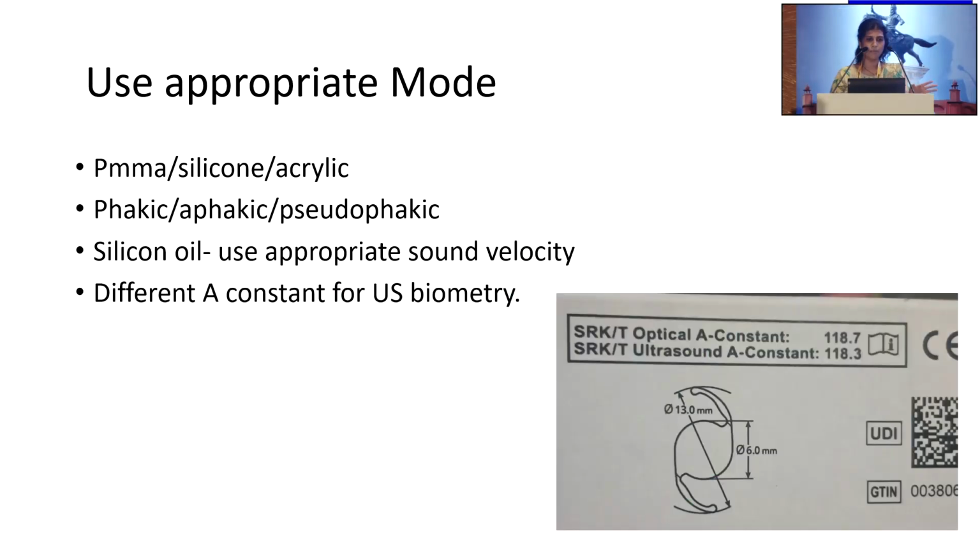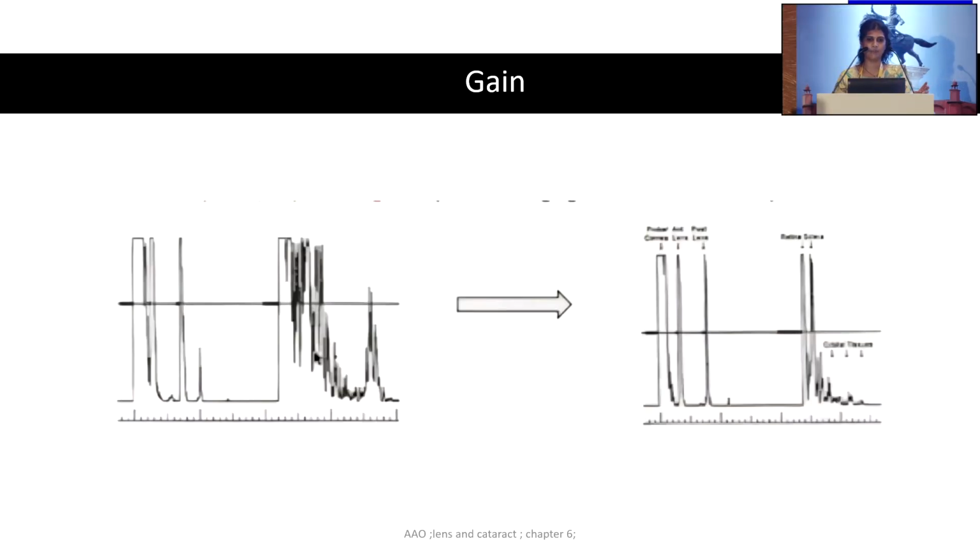Use appropriate mode, and also very important is that with certain IOLs, you will have different optical A constants for optical and ultrasound. So use it appropriately when you're interchanging, like when you take optical for K readings and ultrasound for axial length. Use it appropriately so that you don't get a refractive surprise.